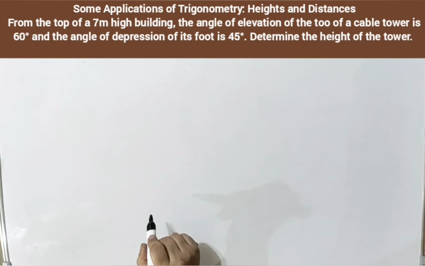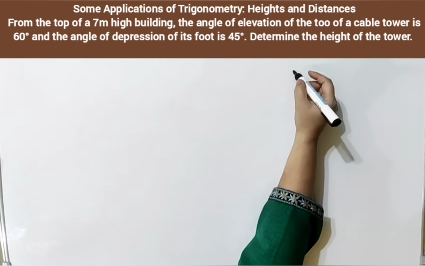Let's solve a trigonometry problem related to heights and distances. The problem states that from the top of a 7-meter high building, the angle of elevation of the top of a cable tower is 60 degrees and the angle of depression of its foot is 45 degrees. Find the height of the tower. So there are two large objects here. One is the building and the second one is the cable tower. So let's first draw the diagram.